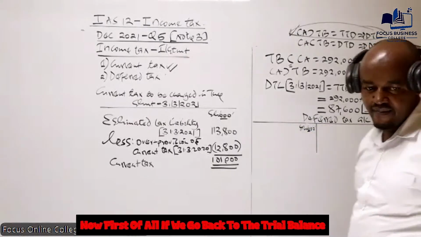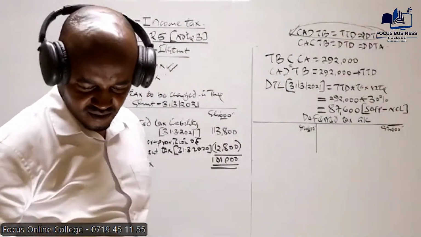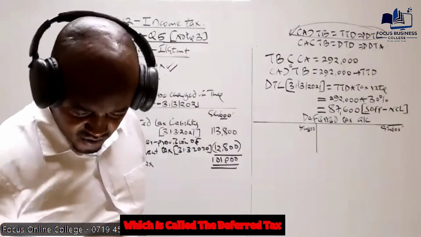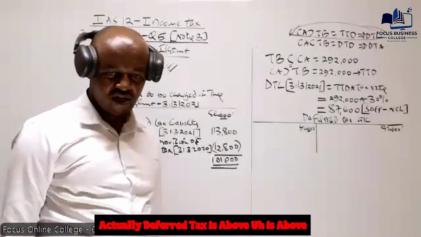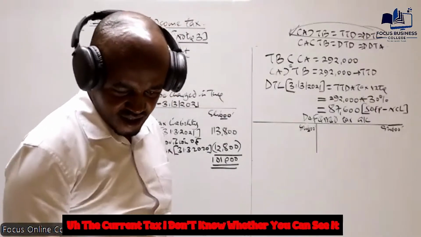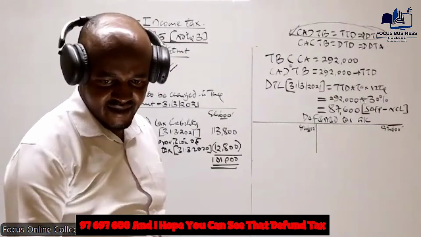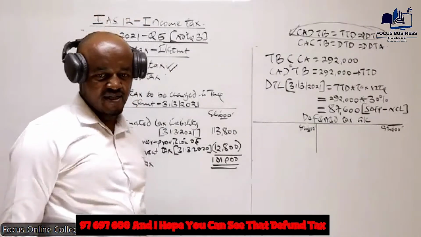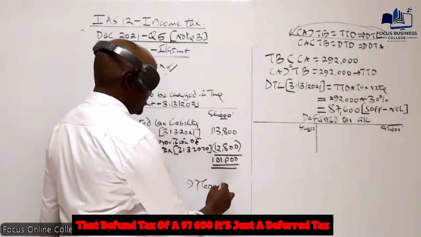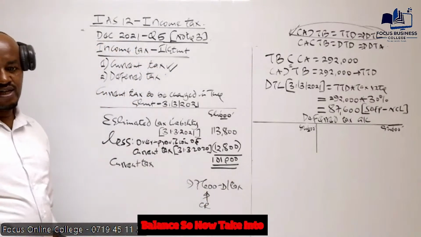Now, in preparation of this account, what do we record here? First of all, let's go back to the trial balance which you're given. In the trial balance there is an item called deferred tax, which is above the current tax. We have a deferred tax of 97,600, and in this case it is on the credit side of the trial balance.